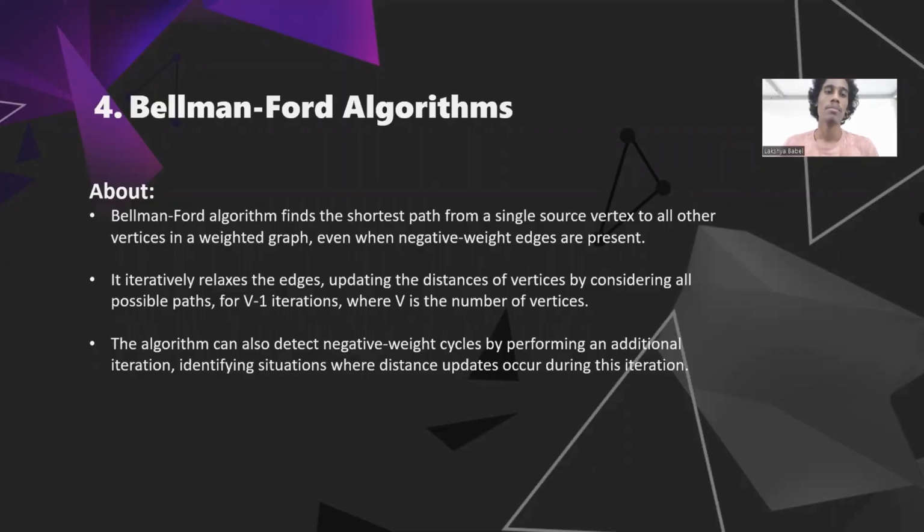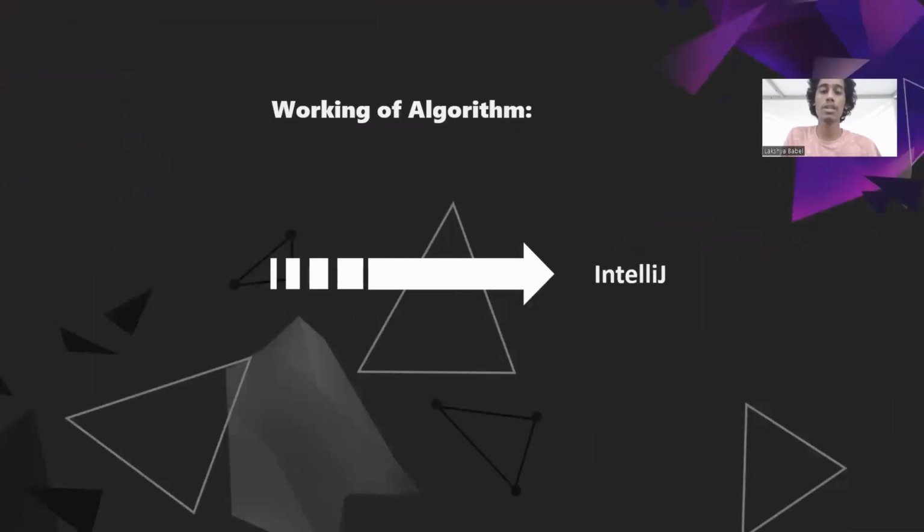Greetings to everyone. I am Lakshya Vavel, and now we are going to look at the Bellman-Ford algorithm. The Bellman-Ford algorithm is used to find the shortest path from a single source vertex to all the other vertices in a weighted graph, even when negative weight edges are present. It iteratively relaxes the edges, updating the distances of the vertices by considering all the possible paths for V minus 1 iterations, where V is the number of vertices. The algorithm can also detect a negative weight cycle by performing an additional iteration, identifying situations where distance updates occur during the iteration. Now we are going to look at the working of the algorithm in IntelliJ.